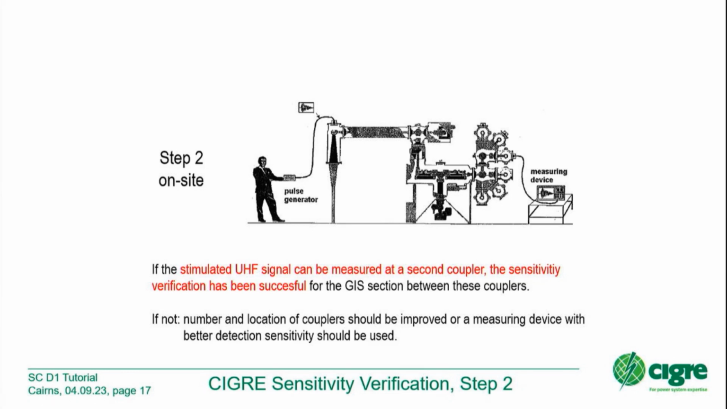What is the question now? Do we have enough sensors inside the GIS to be sure that a defect of apparent charge 5 pC can be detected by the UHF device?